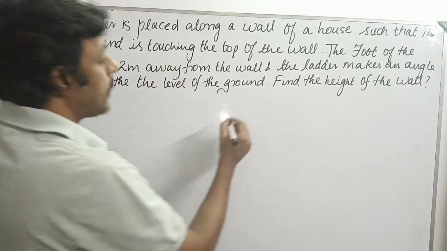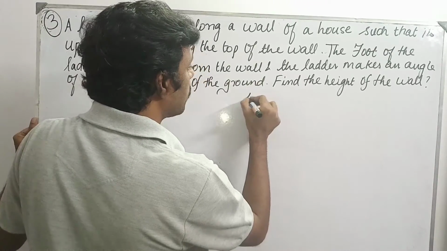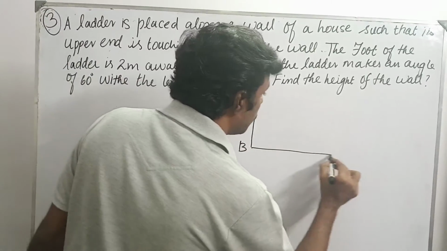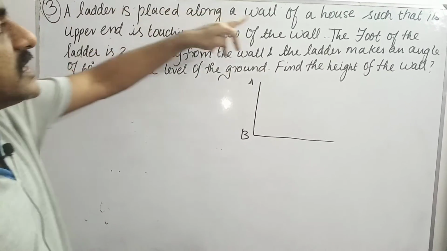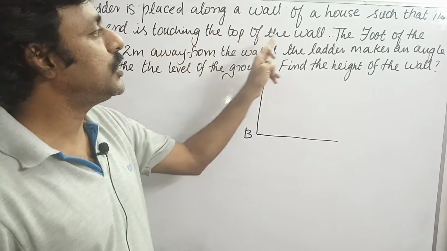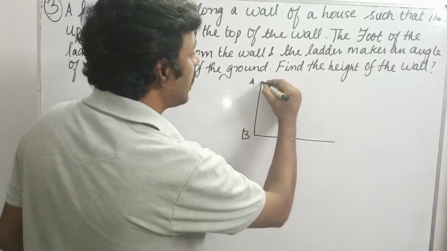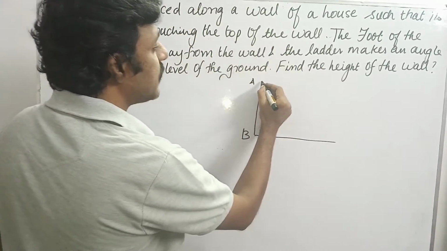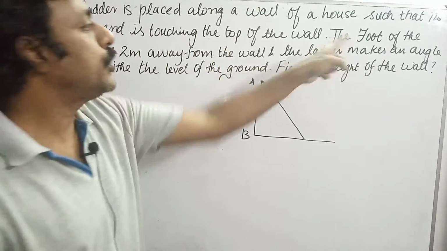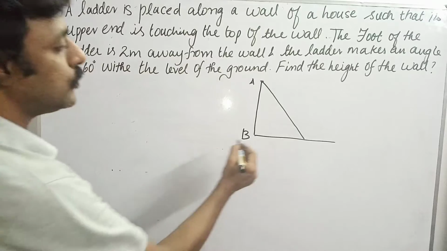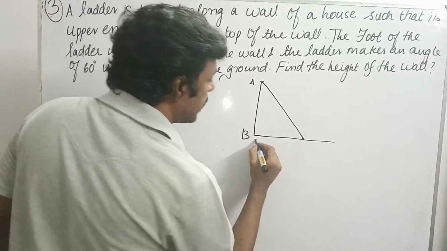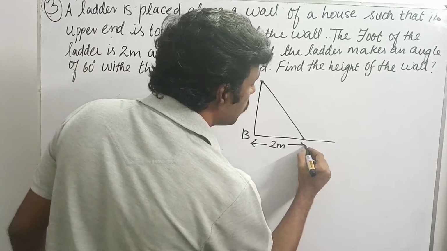So now let us assume that AB is the height of the wall. This is the ground. Now a ladder is placed along a wall of a house such that its upper end is touching the top of the wall. This is the top of the wall, and the ladder is touching it. The foot of the ladder, this is the ladder, is 2 meters away from the wall.